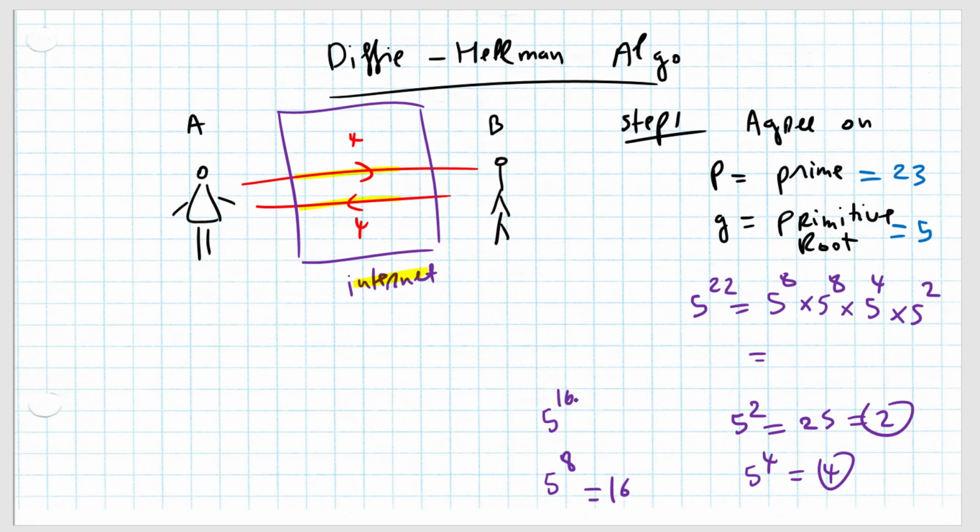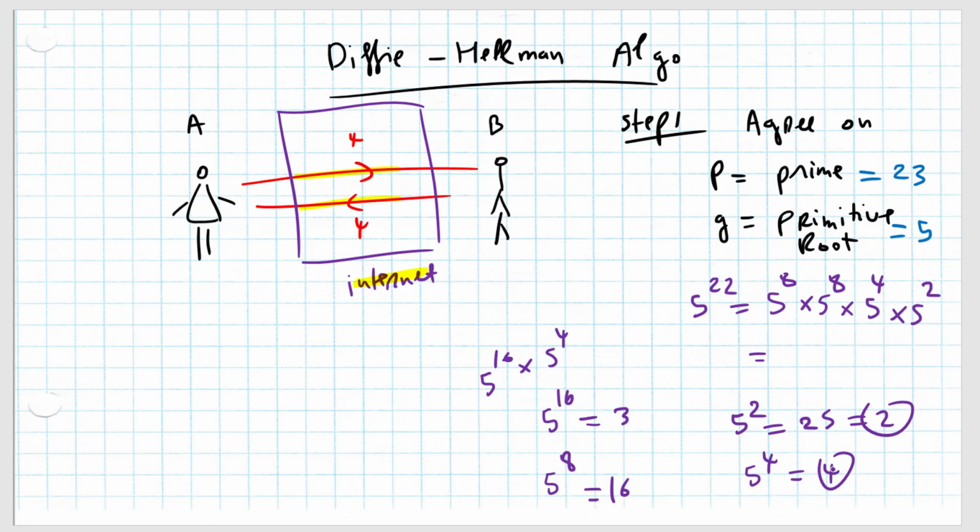And if you do 5 to the power 16, so it's going to be 16 times, do you have your calculator? Yeah, so 16 times 16, which is 256, and that would give us, mod 23, that would be 3. Now I want to reach 22. So now I have to multiply 5 to the power 16 times 5 to the power 4 to get 20.